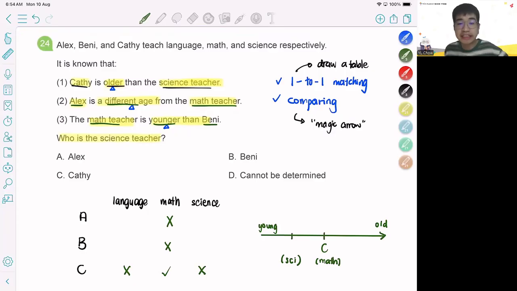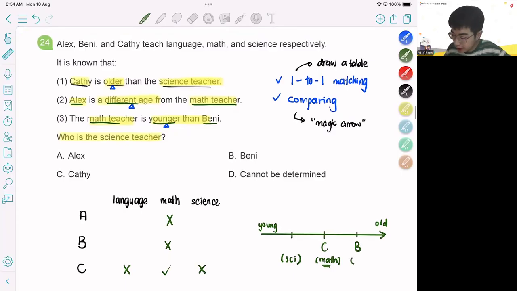The math teacher is younger than Danny. Oh, the math teacher is younger than Danny. So this math teacher should be on the younger side. Danny is on the older side. And from this information, we now realize Danny can only be teaching language. And the last person, Alex, is the science teacher. So the answer is A.